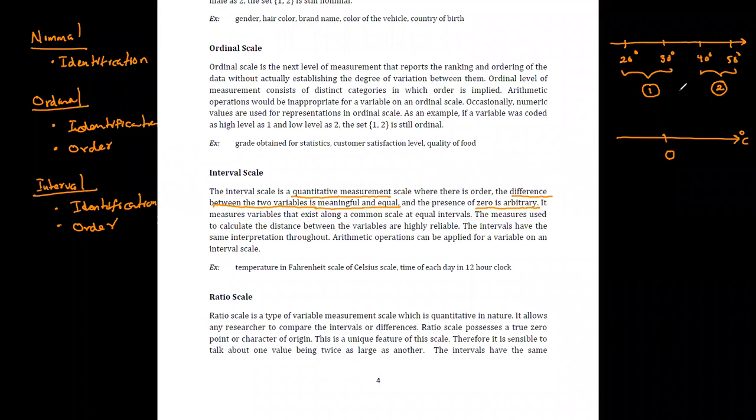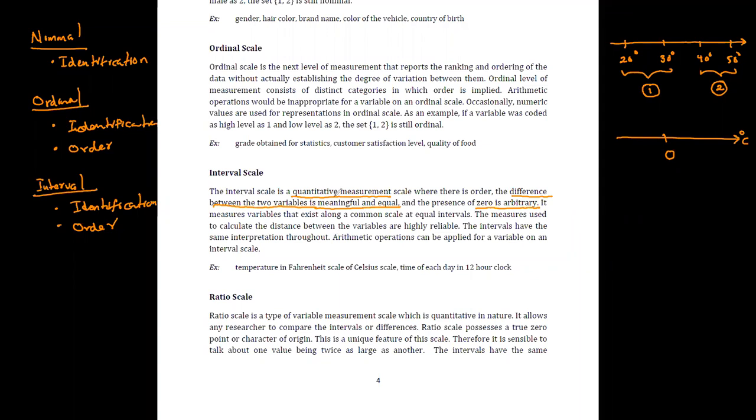scale, here we have to deal with quantitative measurements. Therefore, the measurements obtained under this interval scale would be highly reliable. And we have already discussed this part as well. The intervals have the same interpretation throughout. It means that if you are considering the first region, we have an interpretation that in region number 1, we have a difference between these two temperature values, as well as for region 2, we have the same meaning.